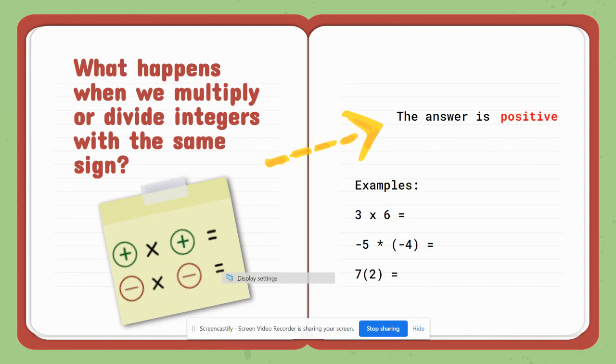Here are your examples. 3 times 6, both positive numbers. Your answer is going to be positive, and it is positive 18. -5 times -4. Again, they are both negative, and because it is multiplication, your answer is positive. -5 times -4 is positive 20. The last example, very similar to the first, positive 7 times positive 2 is positive 14.